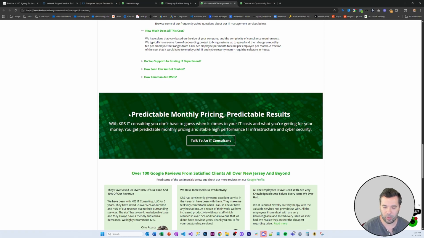And when people are looking for a managed IT provider, one of the prime things they're looking at is predictability. They're willing to spend a little bit more money on a managed IT service offering versus a break-fix approach to get that predictability and stability, and also lock in more fixed and predictable costs on a monthly basis. So with KRS, you don't have to guess when it comes to your IT costs and what you're getting for your money. You get predictable monthly pricing and stable performance IT infrastructure and cybersecurity. Talk to an IT consultant.